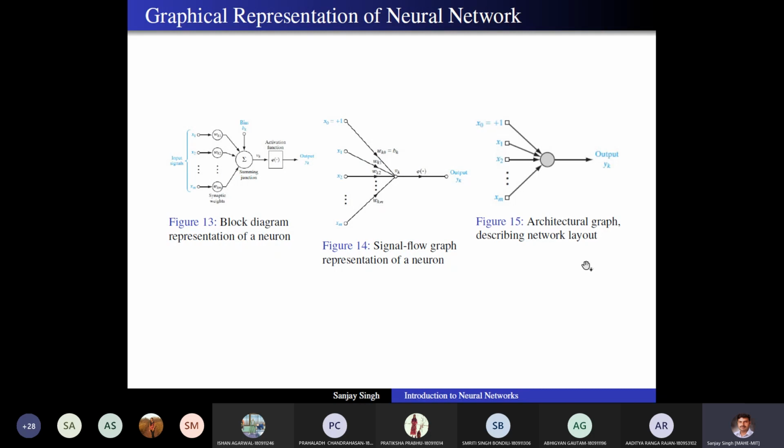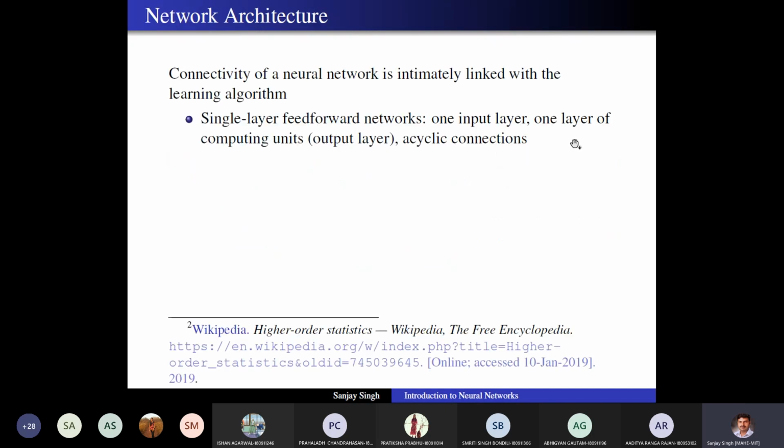In an architectural graph, most of the time you don't worry about the details of the weights and activation function. To represent a neuron, we put a circle just to say it is a computing unit, and we indicate the number of inputs it is taking, either from the input layer or from the layer previous to the given layer. We mark the arrows with a direction, and one final output. So this is the architectural graph. Now we'll see some frequently used network architectures.